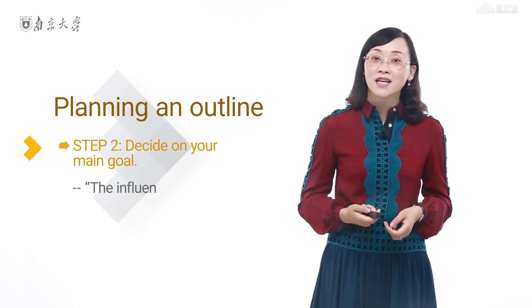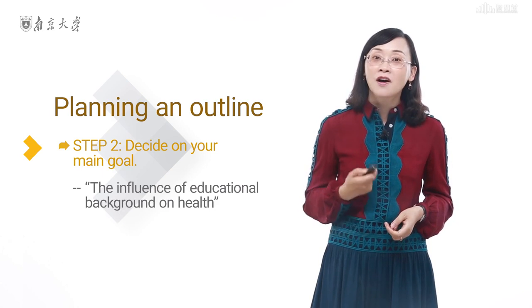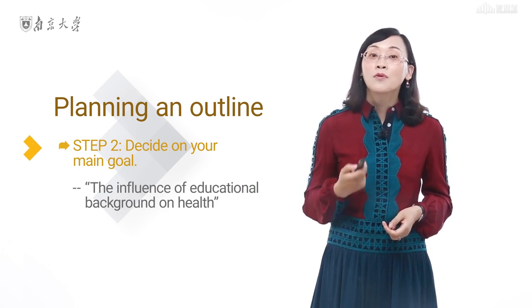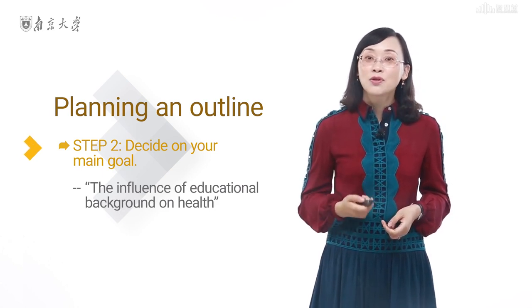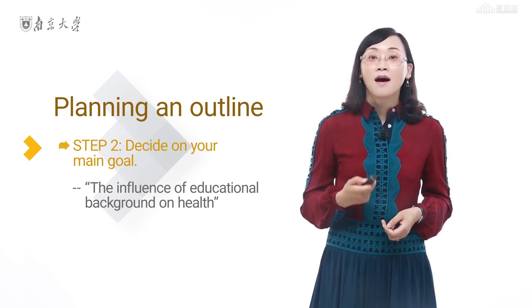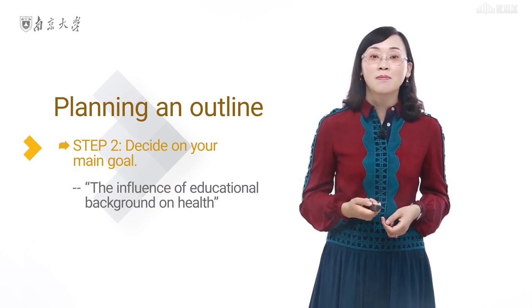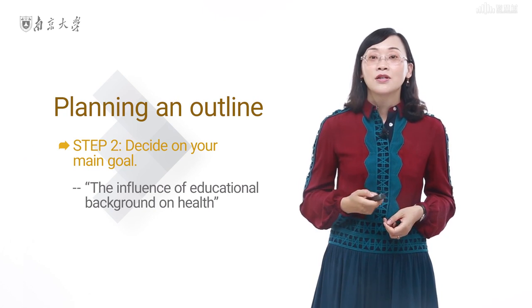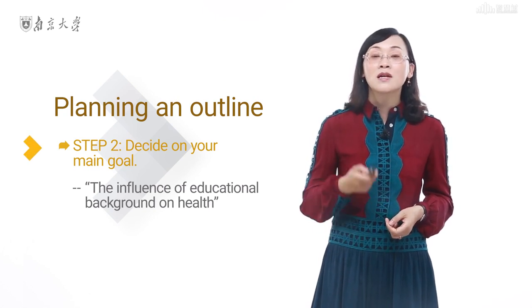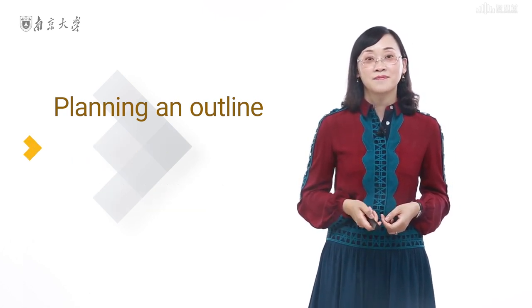Choose one of these goals along with a specific argument your paper will be about. Suppose you're writing a research paper on the influence of educational background on health. You need to write a thesis statement to structure the paper.